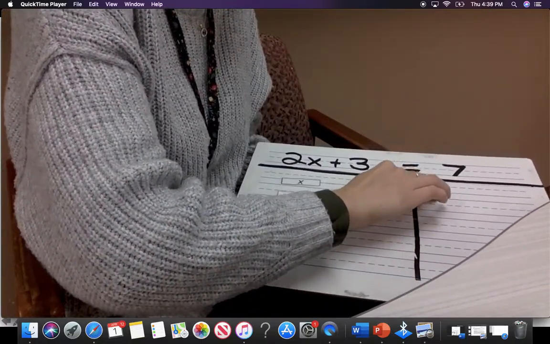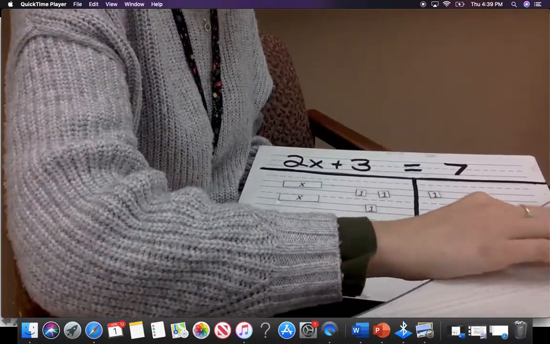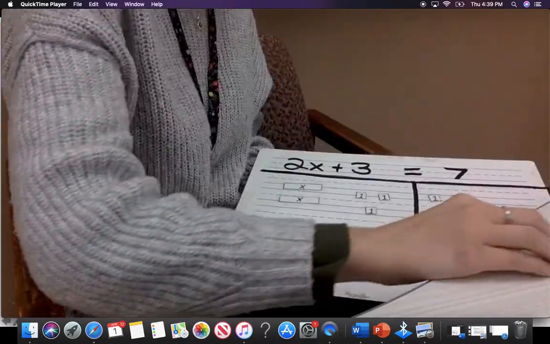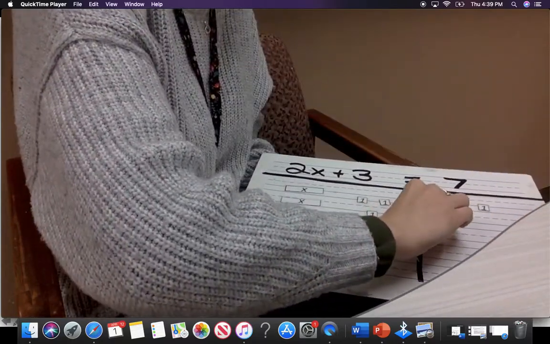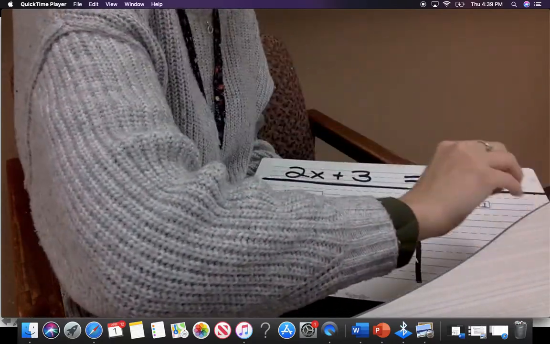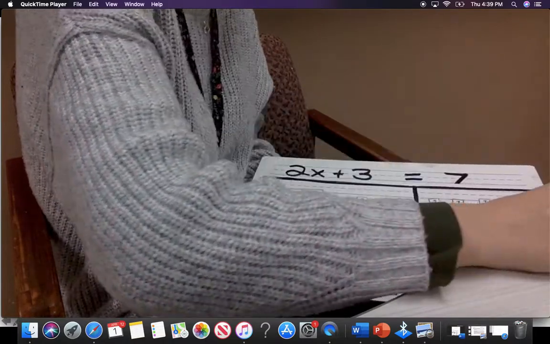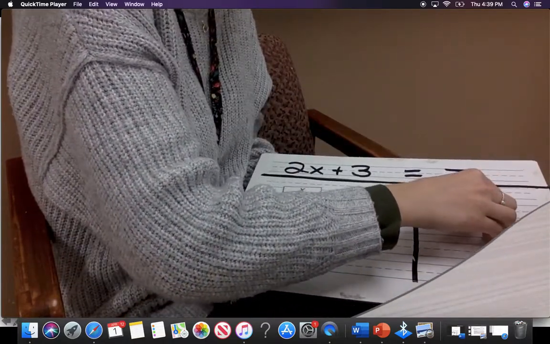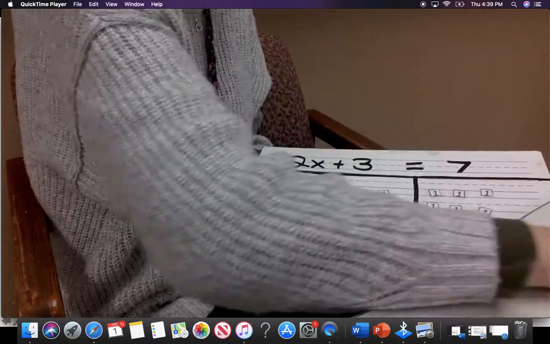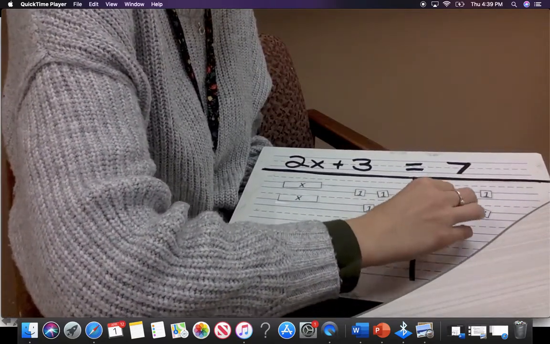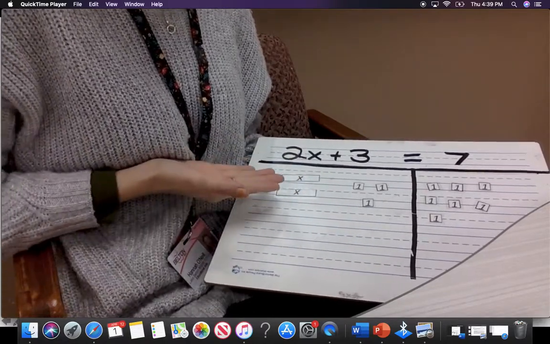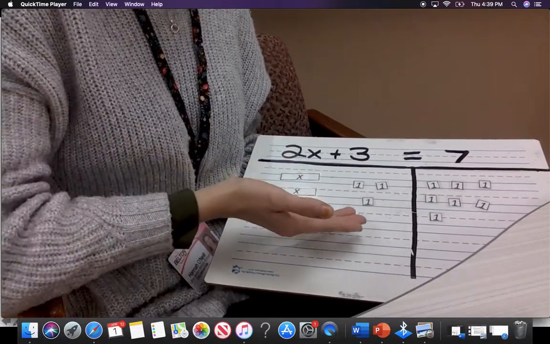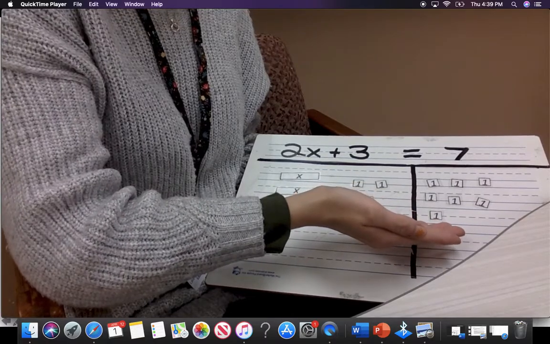1, 2, 3, 4, 5, 6, and 7. Awesome. So now we have our equation. We have 2x plus 3 equals 7.